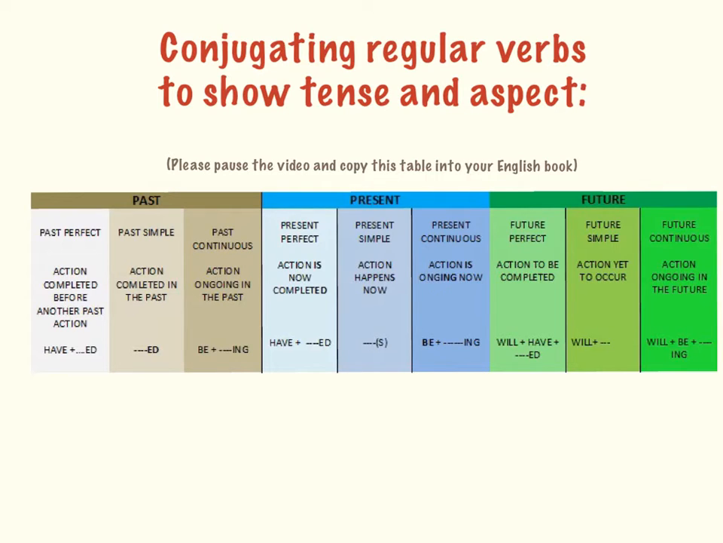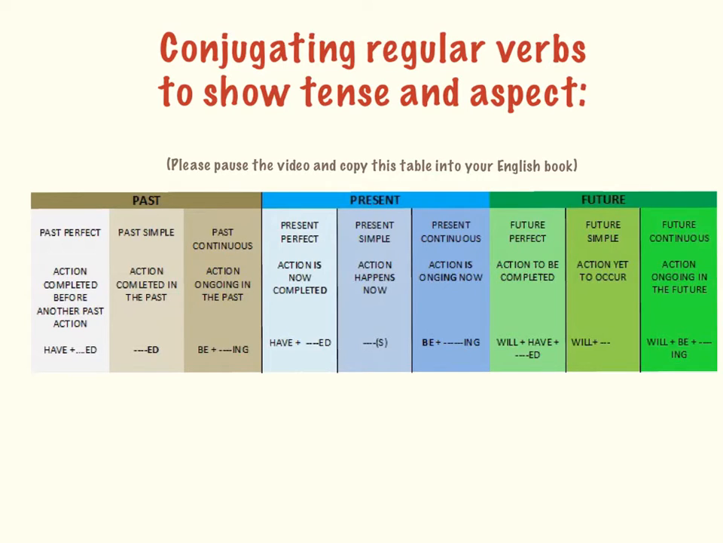When an action is ongoing, we call this continuous. As you can see, we have a past continuous, a present continuous, and a future continuous. We're able to show that the verb is in the continuous aspect by adding ing to the end of our main verb. As you can see, we have this in past, present, and future.